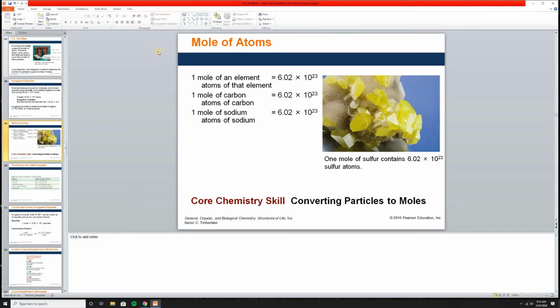Okay, so here's an example. So 1 mole of anything is Avogadro's number of particles. That's a very important definition I'll write down here. 1 mole of anything equals Avogadro's number of particles. That's very important.